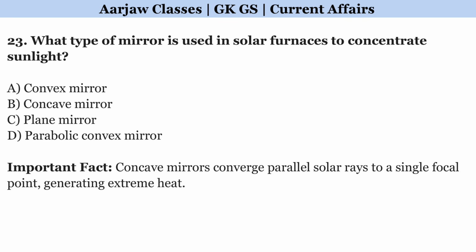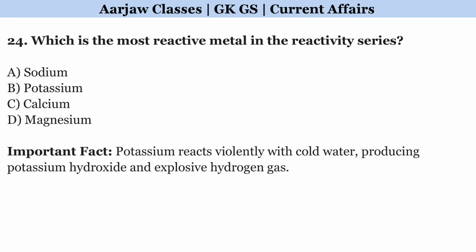What type of mirror is used in solar furnaces to concentrate sunlight? Correct option is B. Concave mirror. Which is the most reactive metal in the reactivity series? Right option is B. Potassium.